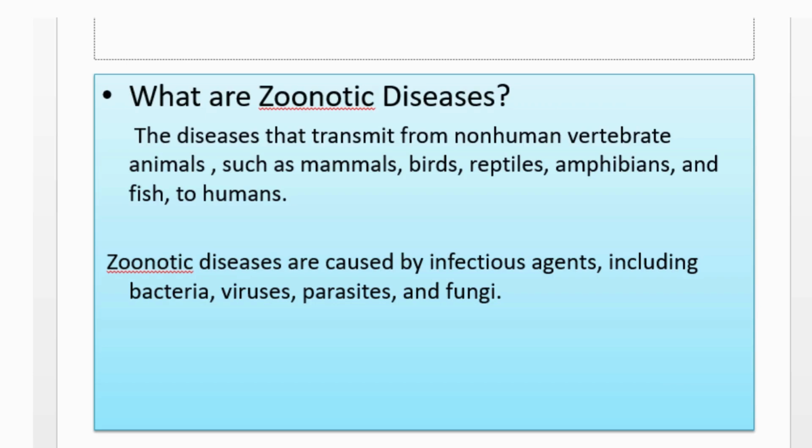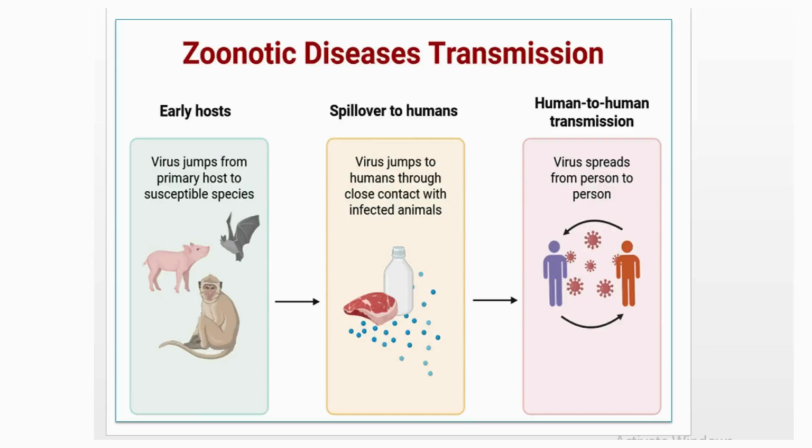So today our topic is about zoonotic disease. These are diseases that transmit from non-human vertebrate animals, such as mammals, birds, reptiles, amphibians and fish, to humans. Zoonotic diseases are caused by infectious agents including bacteria, viruses, parasites and fungi.